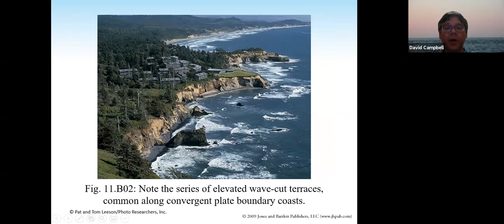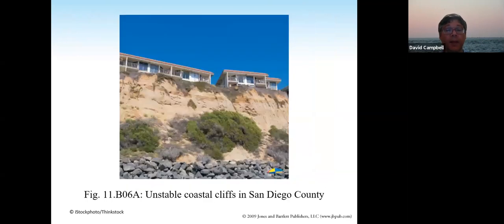Here's another view, similar coastal area. You can see the waves telling us that the water's pretty shallow in front of the modern cliff, and then another flat area, and then going up once more further. Here's an example, cliffs relatively sandy, and then houses built right on top. Not such a good idea.